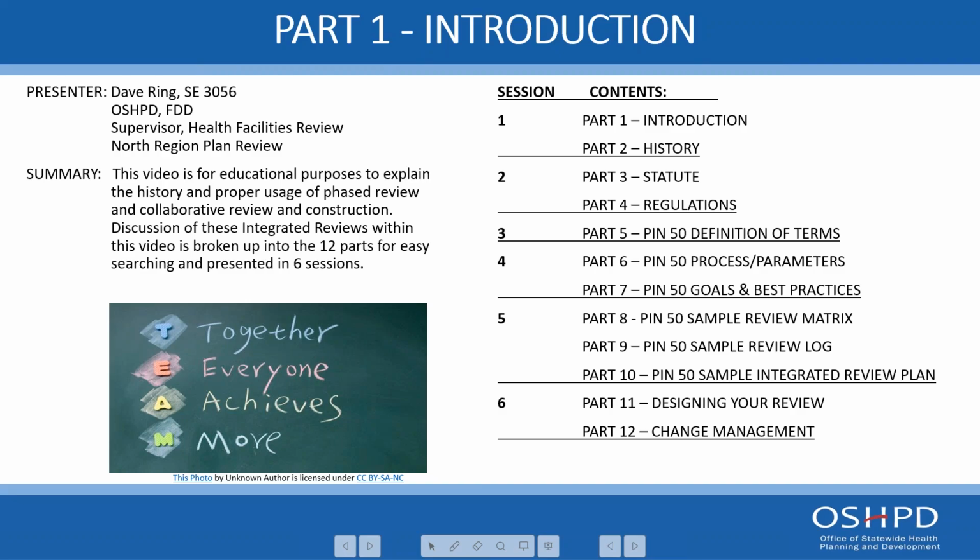Session 1 includes introduction and history. Session 2, statute regulations. Session 3, PIN 50 definition of terms. Session 4, PIN 50 process parameters and goals and best practices. Session 5, sample review matrix, sample review log, and sample integrated review plan. And finally, session 6, designing your review examples and information, and change management process information.